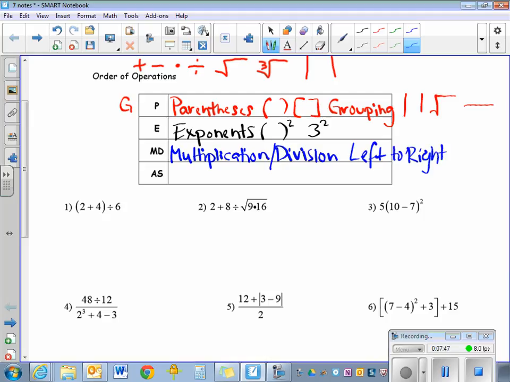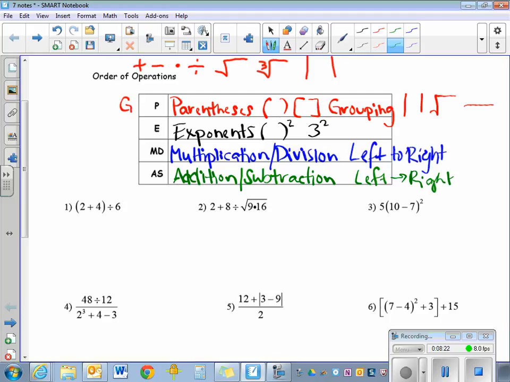And then our last one is A and S. Who remembers what A and S stand for? Good. Addition and subtraction. Very good. And again, these are also of equal importance, which means we again go left to right. So like we did with number 2 over here, we first subtracted 6 from 19, and then we added that number to 4.